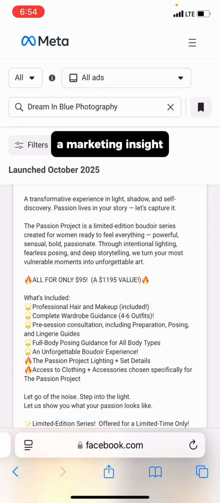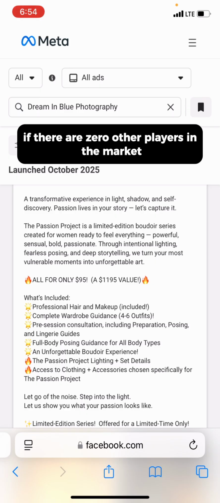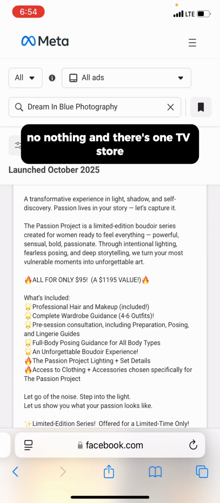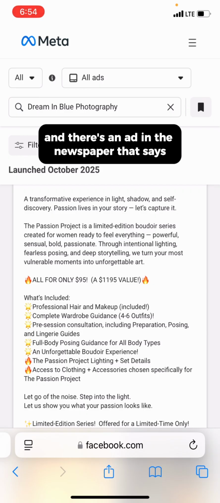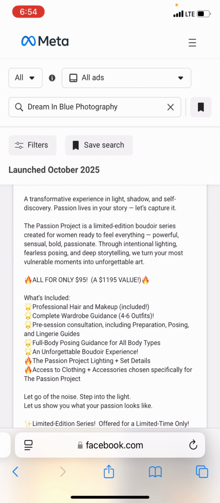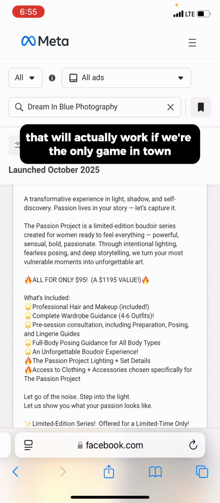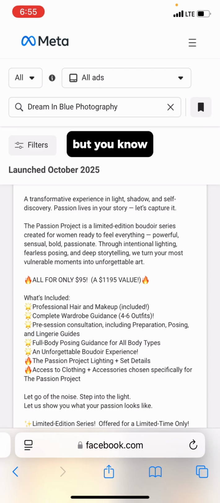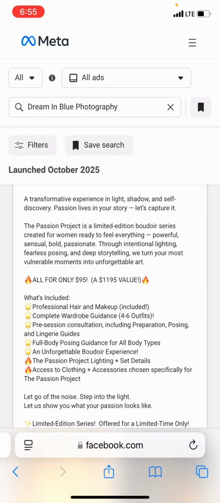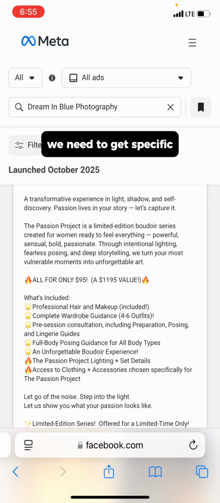And here's a marketing insight. If we talk about solution, that works if there are zero other players in the market. In 1950, you were in a small town, no internet, no nothing, and there's one TV store and there's an ad in the newspaper that says, want solution? We have solution. Want TVs? We have TVs. That will actually work if we're the only game in town. But since there's always more than one competitor, always more than one option, we need to get specific.